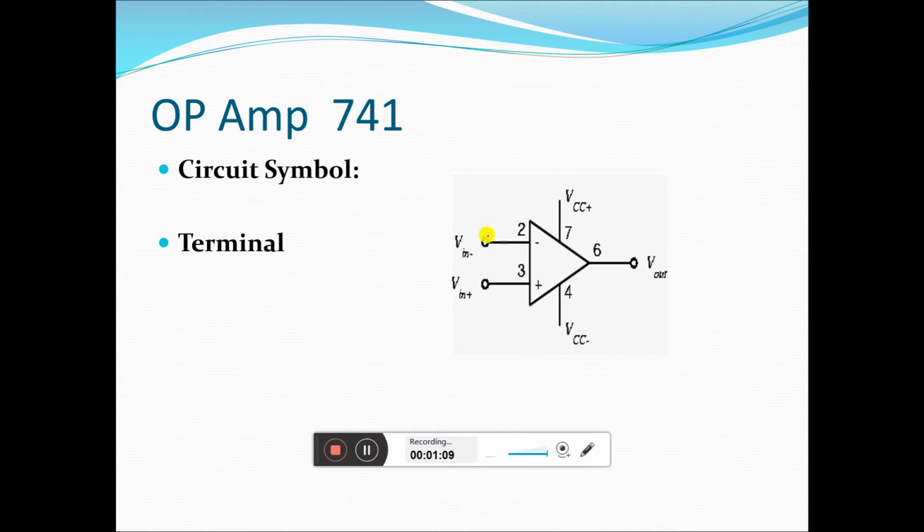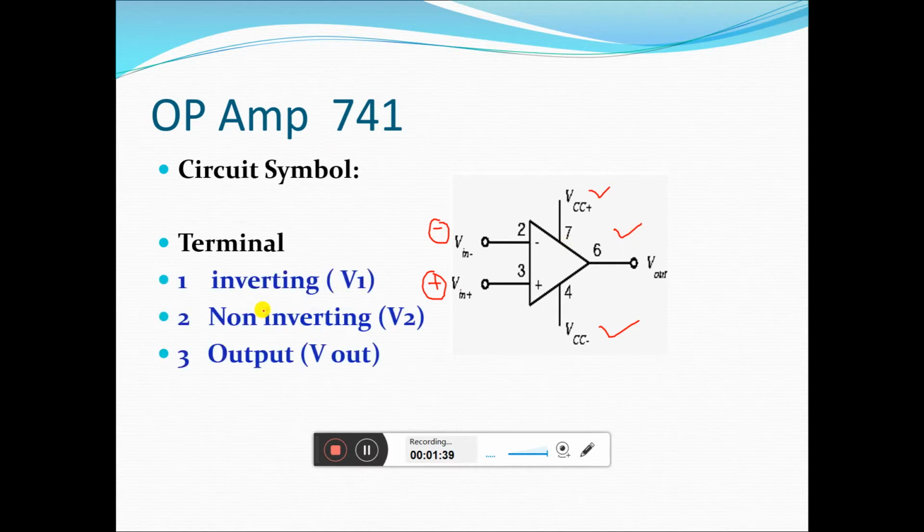This is the circuit symbol of the operational amplifier 741. As we have already seen, pin number 2 is the inverting pin, that is the negative, and pin number 3 is the non-inverting pin, the positive terminal. Here we need two supplies, positive VCC and negative VCC. Pin number 7 requires positive VCC, pin number 4 requires negative VCC, and pin number 6 is the output. Here we have seen the names of the terminals: inverting, non-inverting, output voltage and voltage gain.